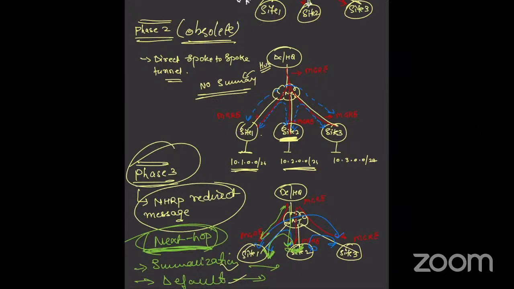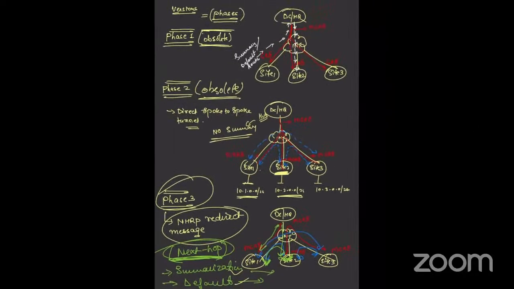Now, this is all related to DMVPN. If you want to run IPsec, you can run IPsec over any of the versions, any of the phases. So IPsec is independent of DMVPN. Once you create your DMVPN, you can run IPsec on top of it to do the encryption. Okay, so DMVPN supports IPsec.